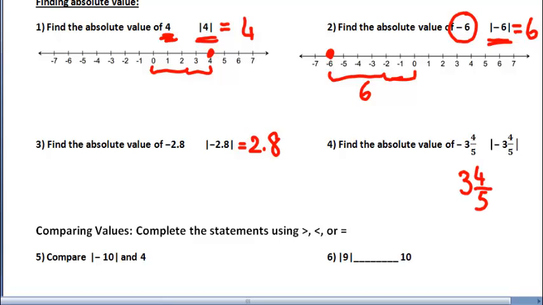So one thing you need to remember is, whenever you see the absolute value, it always has to be a positive value, because again we are talking the distance from 0. So -3 4/5 is 3 and 4/5 steps away from 0.